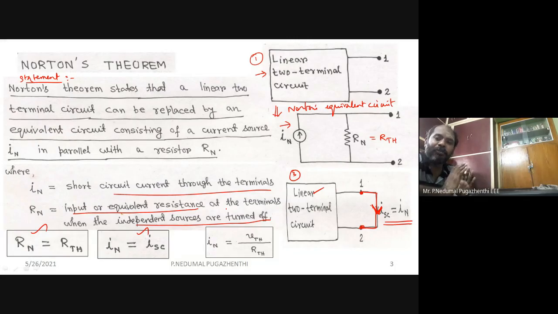We will remove the independent sources by their equivalent. That is, the voltage source is short circuited and the current source is open circuited. And finally, you are going to calculate the total resistance, or the input equivalent resistance.